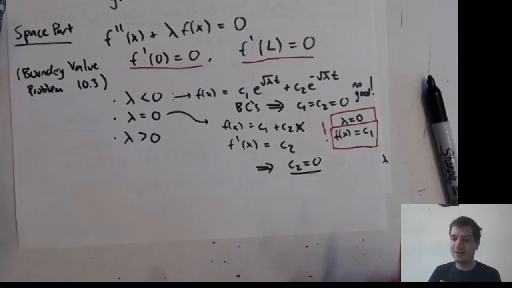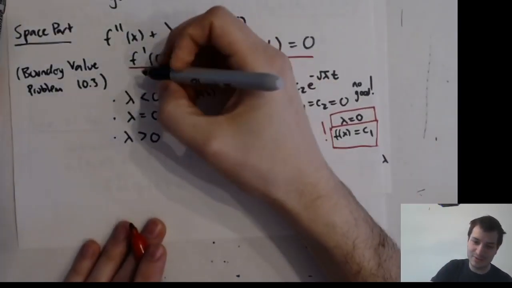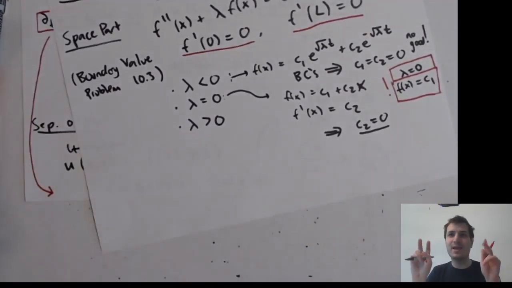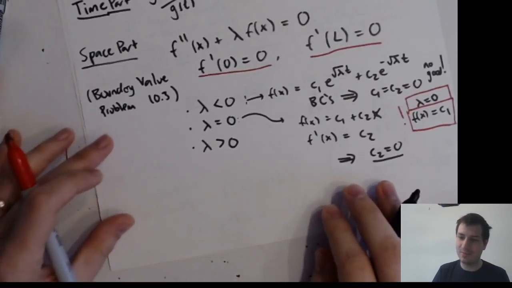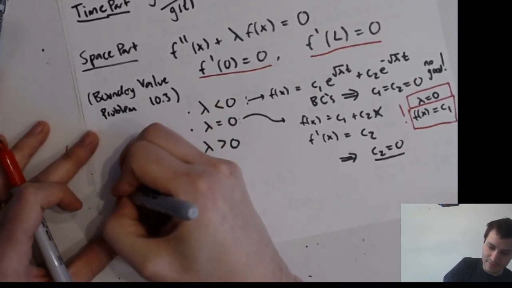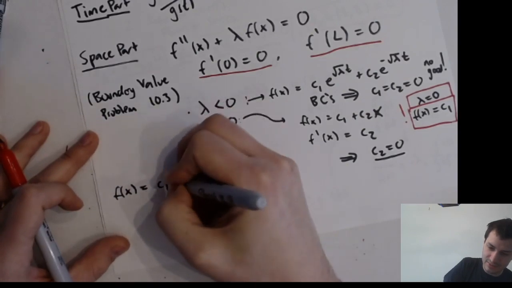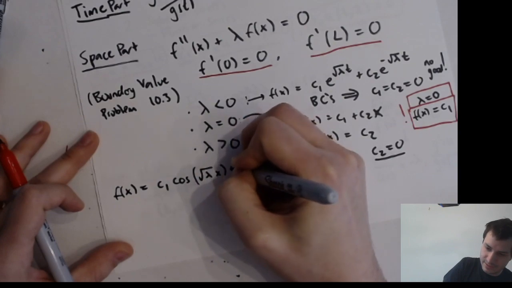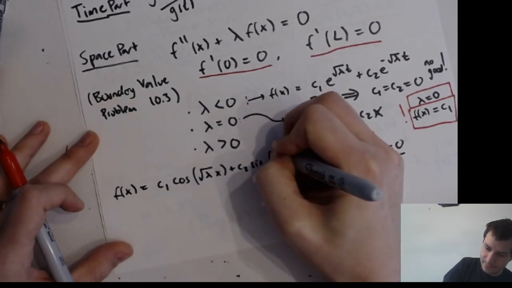Okay, that was lambda equals 0. That was exciting. I forgot that was a valid answer. When lambda is bigger than 0, this is the main case, the most important case you're going to get. And you get the solution, f of x is sines and cosines: c1 cosine of square root of lambda x plus c2 sine of square root of lambda x.